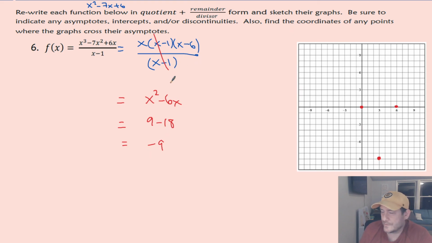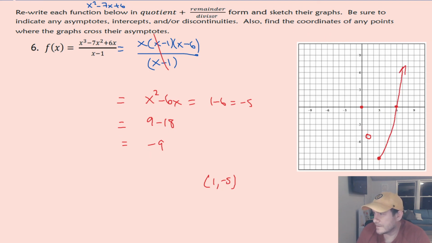But we should probably show its hole, which is at 1, and plugging in 1 gives you 1 minus 6, which is negative 5. So that's right there. So there's a hole right there. But now you can just sketch a parabola. A little too pointy. Smooth that bottom out. Looks too much like an absolute value function. This should be smoother like that. But it's okay.